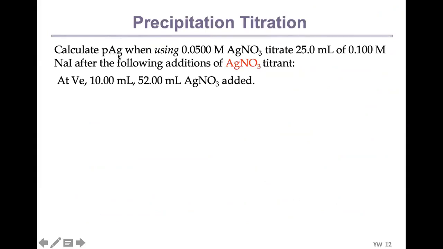Please calculate pAg using 0.05 molarity silver nitrate. Titrate 25 milliliter of 0.1 molarity sodium iodide, and after the following additions of silver nitrate. So your analyte, your sample, is 25 milliliter of 0.1 molarity sodium iodide. This is your analyte. And this is your titrant.